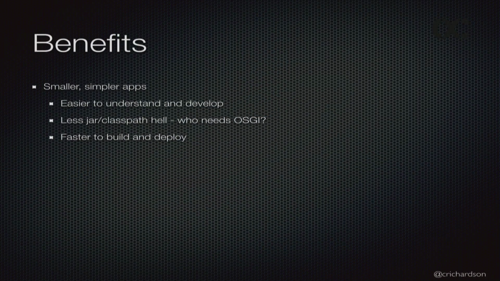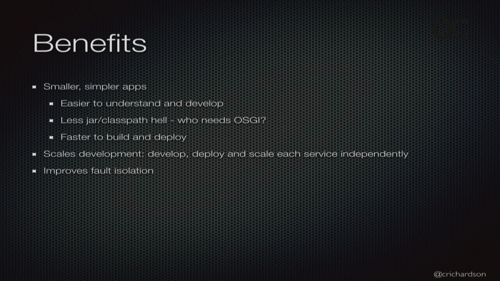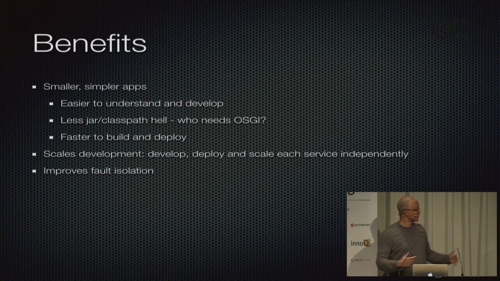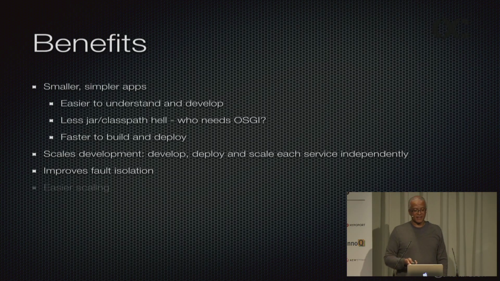Bunch of benefits, obviously, right? Simpler, smaller applications that are individually a lot easier to understand. We avoid problems with complex class paths. They're faster to develop and deploy. You can scale development a lot easier. They can be developed concurrently. It improves fault isolation, so a memory leak in one service is not necessarily going to impact the rest of those services, unlike with a monolith, where it will just bring down the entire thing.